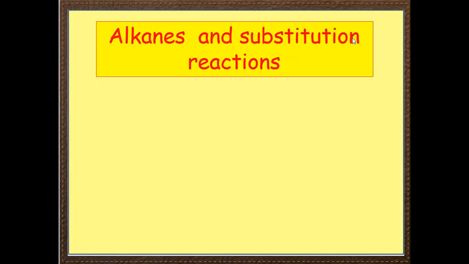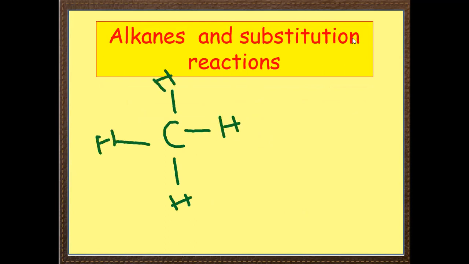The last thing about alkanes is their reactions. As I told you before, carbon makes 4 bonds. The valency of carbon is 4. So it already makes the 4 bonds with 4 hydrogens. So how will it react with any other thing? For this reason, alkanes only give substitution reactions. Substitution means they are going to replace any hydrogen from here.